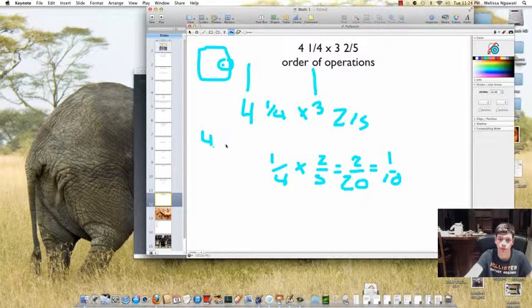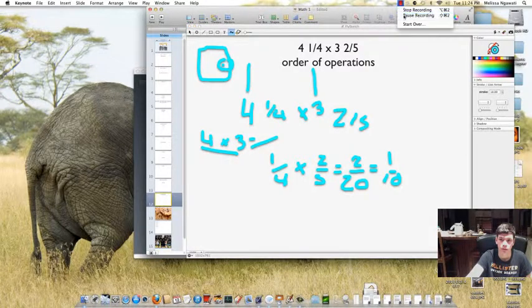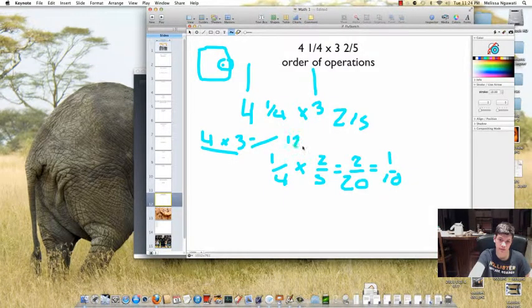We have to remember to multiply them. So multiply 4 by 3 gives you 12. So it is 12 and 1/10.